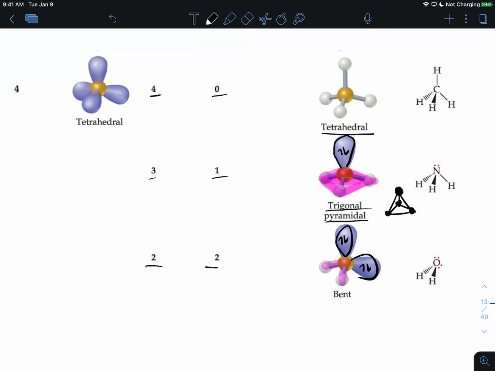Now, in terms of bond angles, we have a 109.5 degree angle when our molecular geometry is equal to our electron domain geometry in tetrahedral. In our trigonal pyramidal, we get a 107. So that bond angle decreases because the lone pair repels more. And now, having 2 lone pairs, even more repulsion.